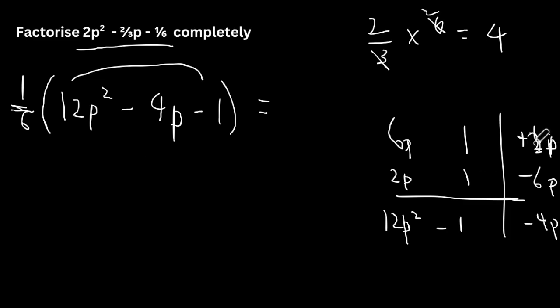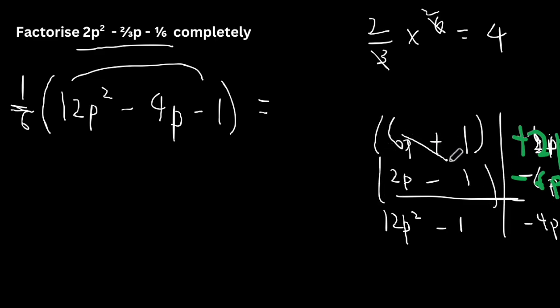If it's not clear, let me write it properly. Plus 2p minus 6p. I don't think the green is very helpful. So plus 2p minus 6p gives you minus 4p. So since this is minus here, this goes minus here. This is plus, so this is plus. So this is how you get it.